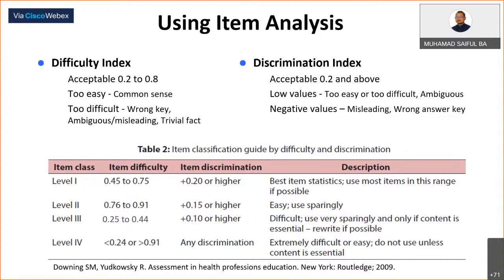Okay, but if you want to be more specific, you can go for this item class level. It is more specific in that a certain level of difficulty index and discrimination index is required for the item to be in that particular category.